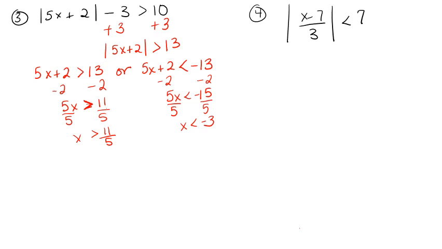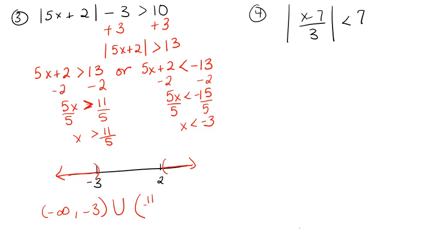Again, for ors, got to put them on a number line. So negative 3, and then 11 over 5 is 2 point something. So let's see. It's greater than 2 point something, or it's less than negative 3. All right, so let's write that in interval notation. Negative infinity, negative 3, union, 11/5 to positive infinity. So all those numbers give me a true statement in that inequality.